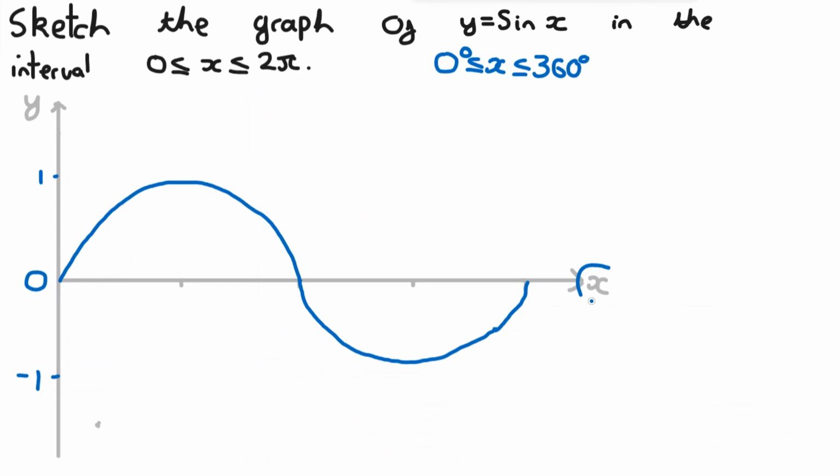We need to do the x-axis in radians, so it's going to be 0. Instead of 90, it's going to be π/2, and instead of 180, it's going to be π, and instead of 270, it's going to be 3π/2, and instead of 360, it's going to be 2π, like this. Remember, you have to label these points when you're doing the trigonometric graph. And this is the graph of y = sin x.